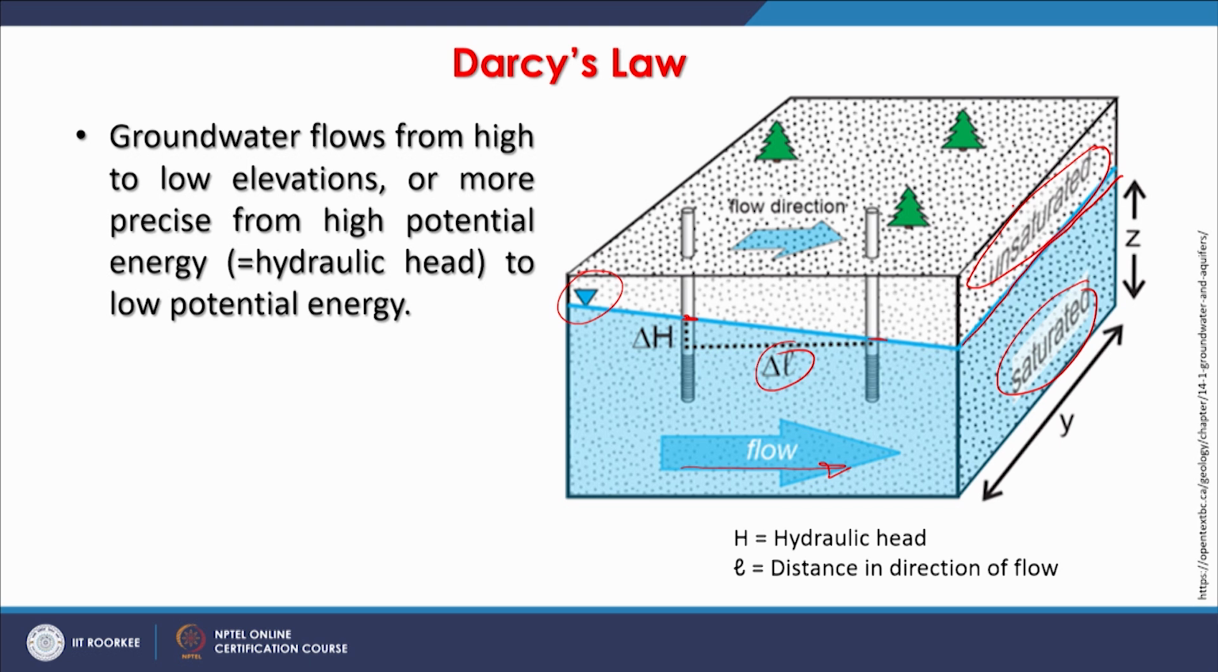So, now if we go for a 3D calculation, we are having Z here, which is the thickness of this saturated horizon, and then we are having Y, which is the length of the saturated horizon. So, here delta H is shown. This is the change in the hydraulic head, and the distance in the direction of flow, that is L, is here.